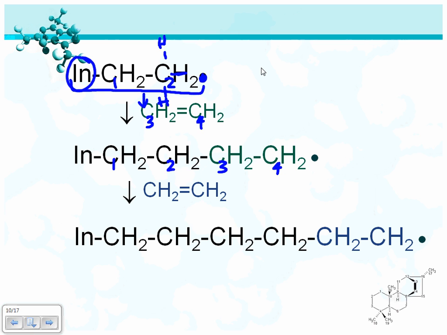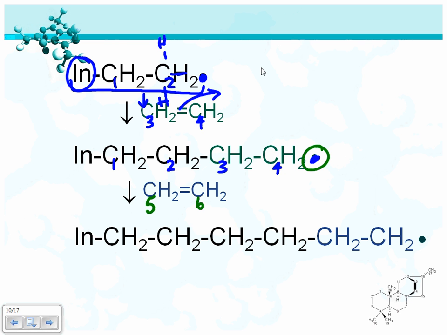When it attacked that third carbon, it again bumped out the double bond, and that double bond now sits as a free radical at the end of the chain. So I can keep this going. This is the propagation phase, where I can keep making this chain longer and longer. So in the next one, I can add carbons 5 and 6.